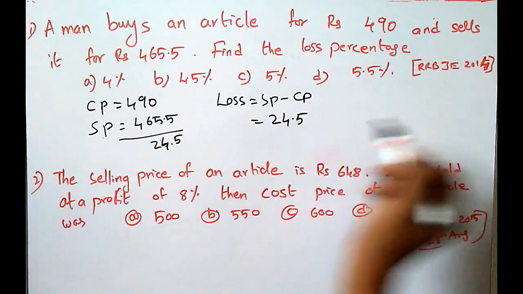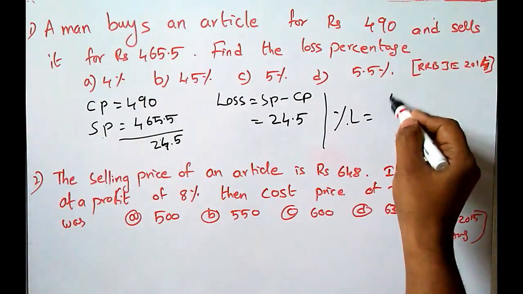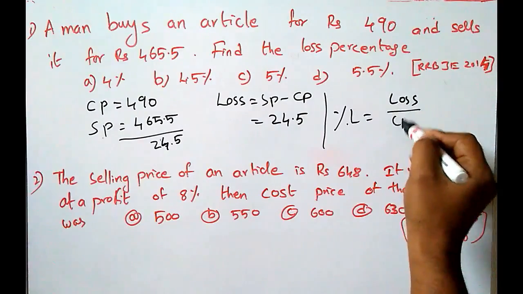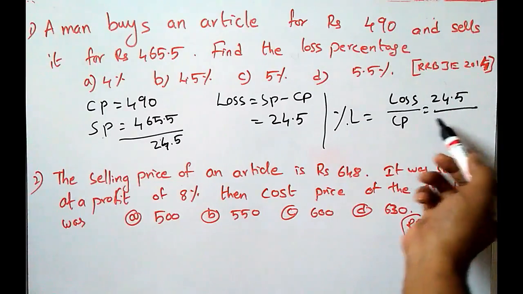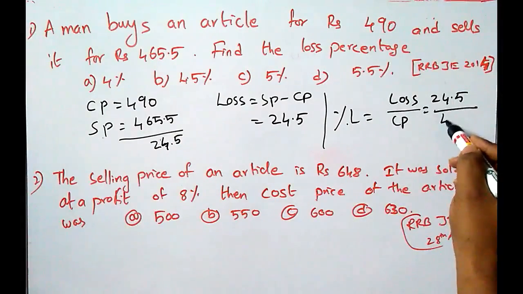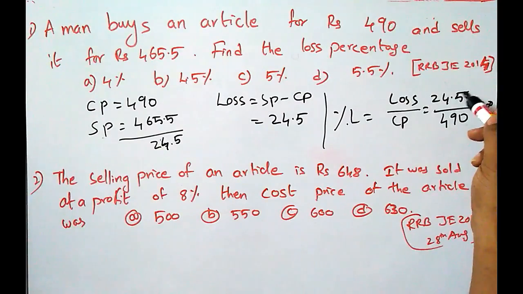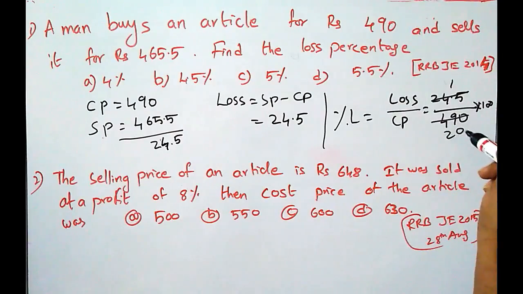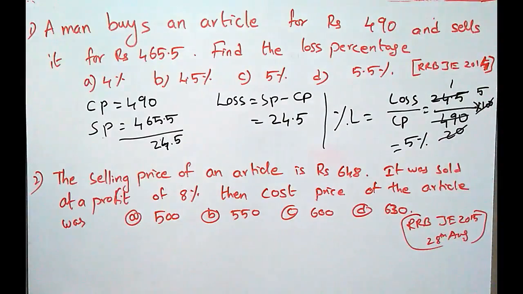So the loss he has incurred is 24.5. What is loss percentage? Loss percentage is given by loss divided by cost price, that is 24.5 divided by cost price. Cost price is 490, which is nothing but 200. This is 24.5 ones are 24.5, 20 times, 25 times, that is the loss percentage is 5%.